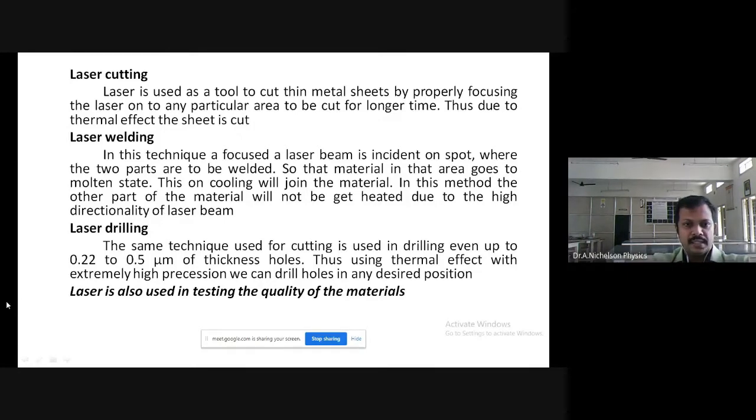Then laser drilling. Wherever you need to put some holes, you can use this laser, and you can make very fine holes, 0.22 to 0.5 micrometer. So very small holes. Even your hair is about 60 to 80 micrometer.